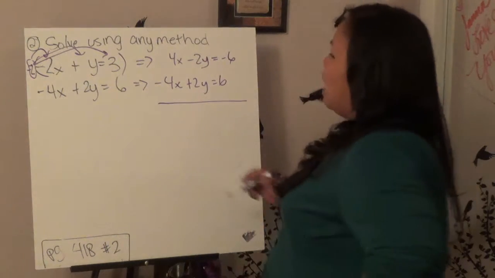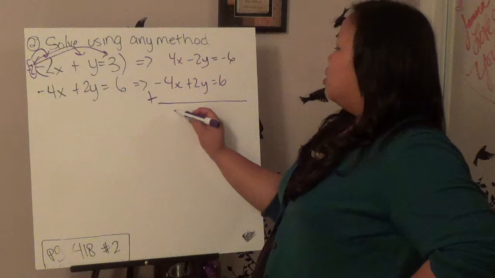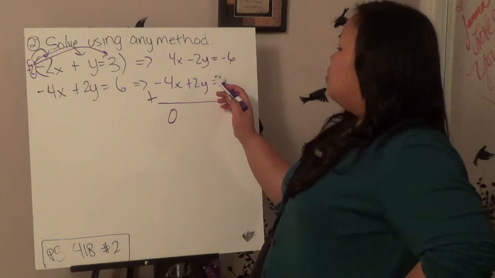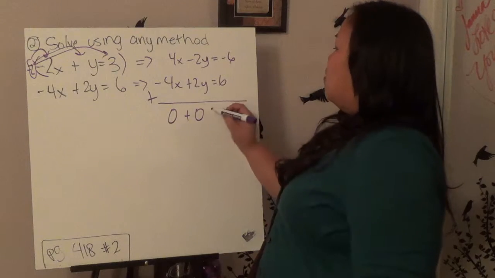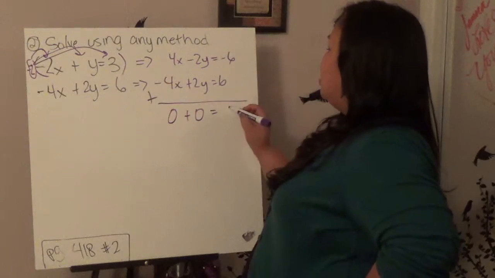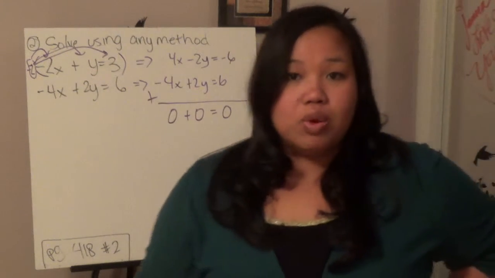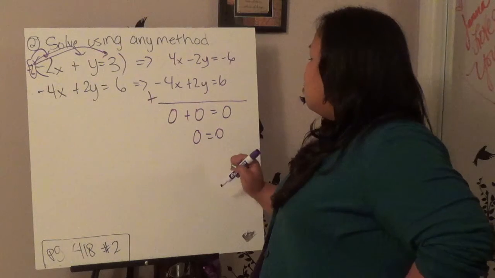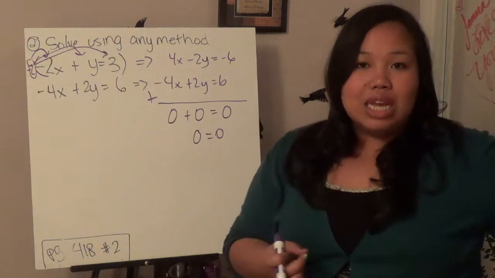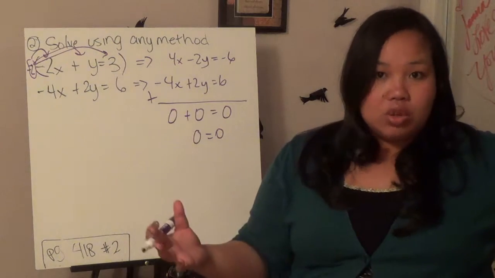So now I'm going to add. Negative 4 plus 4 gives me 0. Negative 2 plus 2 gives me 0. And then negative 6 plus 6 gives me 0. So this is very similar. I got rid of all of my variables. But the question is, when does 0 equal 0? Last time we had, when does 7 equal negative 8? And that's never, so that's no solution.